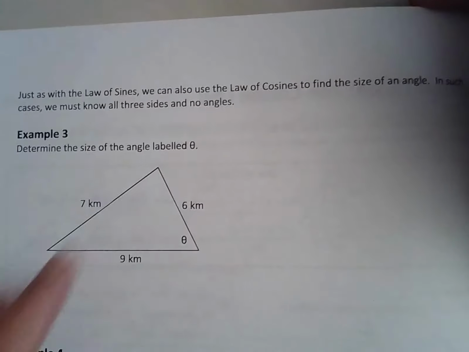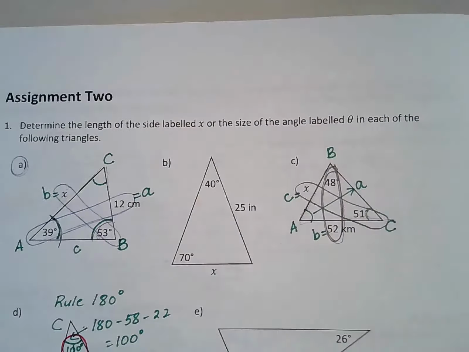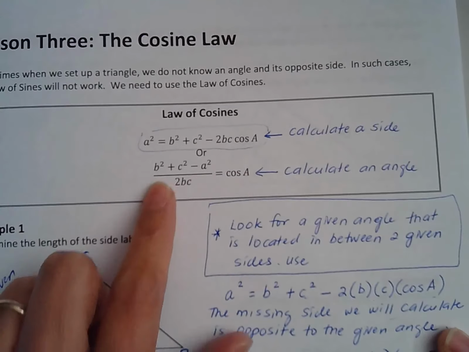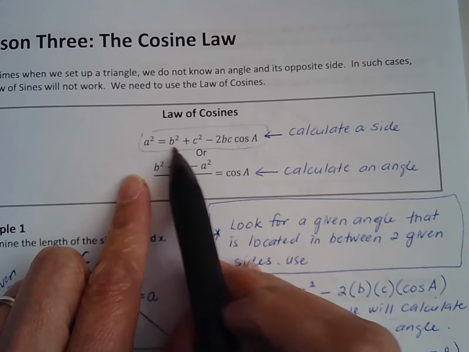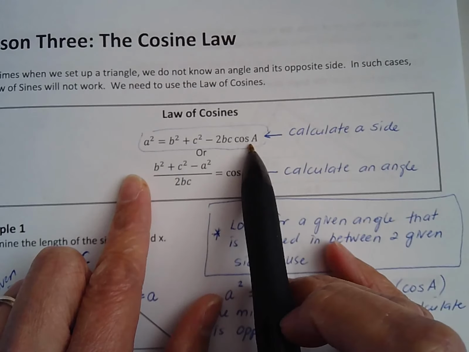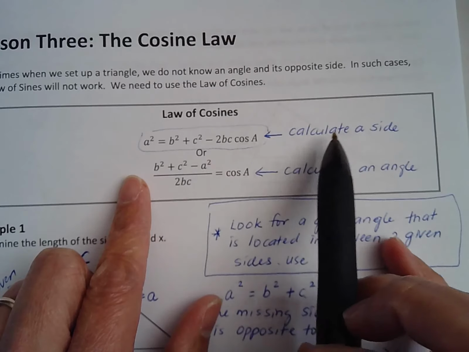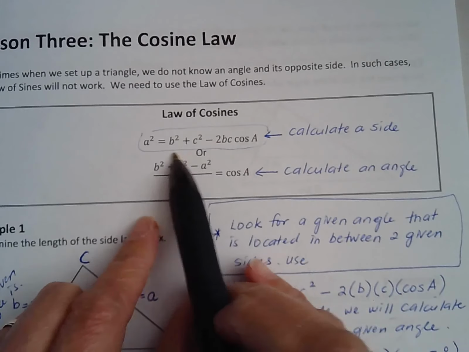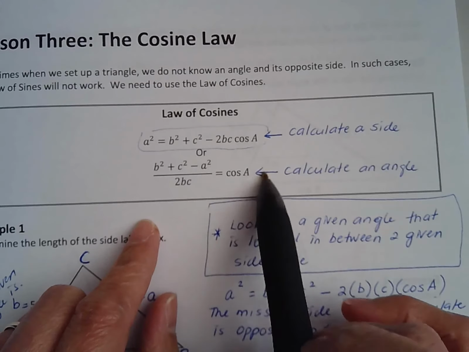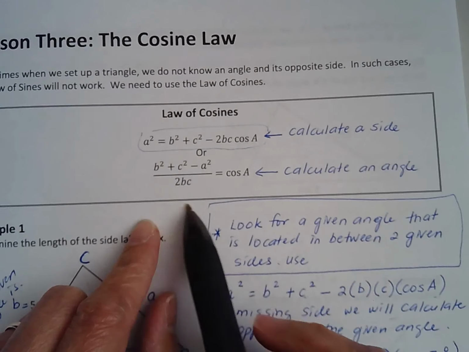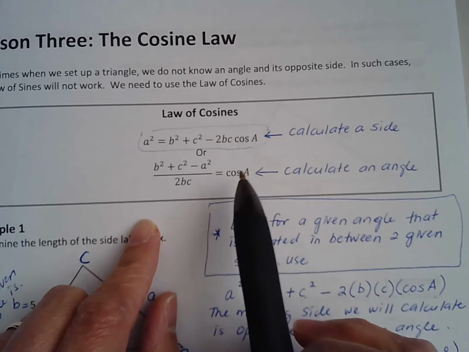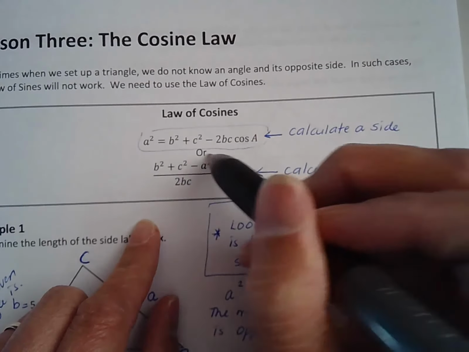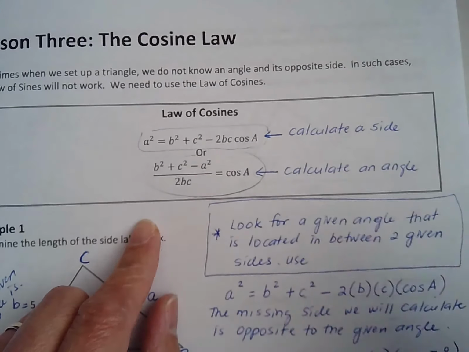Just to refresh our memory from yesterday, there are two formulas for the law of cosines. We said that the formula above is for calculating the side a. And then we said that this formula is still the law of cosines, but rearranged. It's meant to calculate an angle. So we're going to focus on this one today.